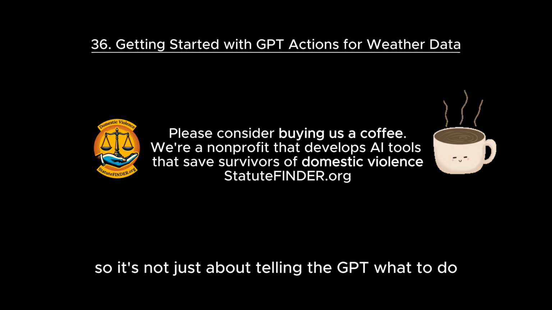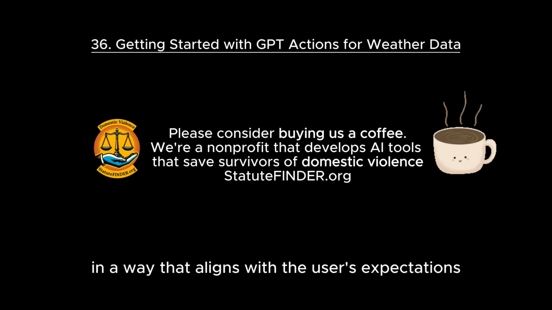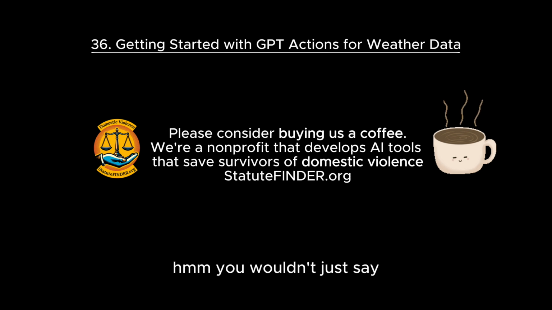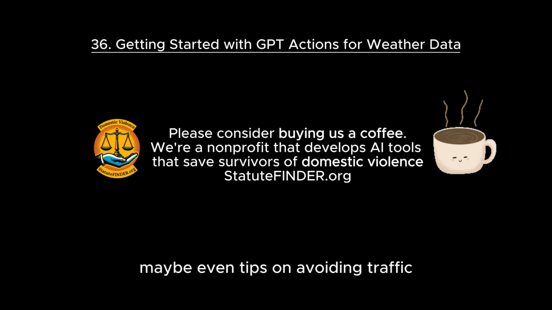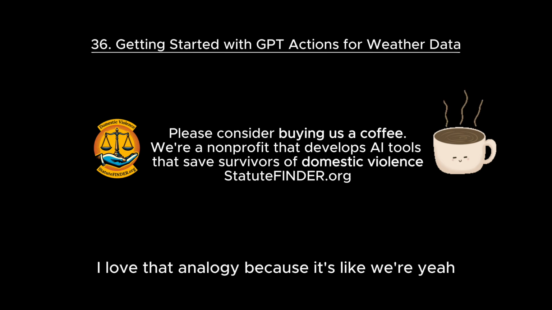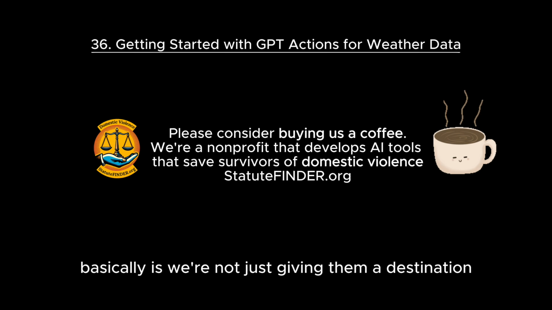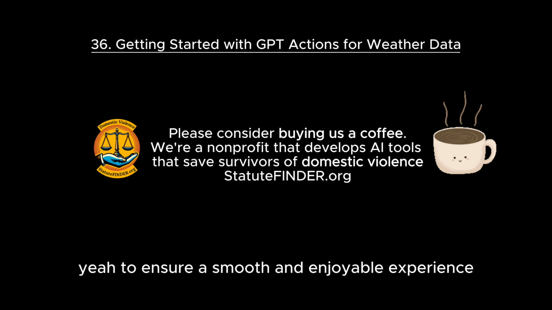So it's not just about telling the GPT what to do, it's about telling it how to do it in a way that aligns with the user's expectations. You got it. Think of it like giving directions to someone. You wouldn't just say, get to this destination. You'd provide specific landmarks, street names, maybe even tips on avoiding traffic or finding scenic routes. I love that analogy. Prompt engineering is like being a tour guide for our GPTs. It is. We're not just giving them a destination, we're crafting the entire journey to ensure a smooth and enjoyable experience.